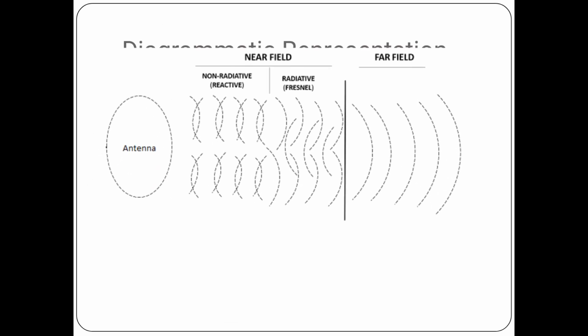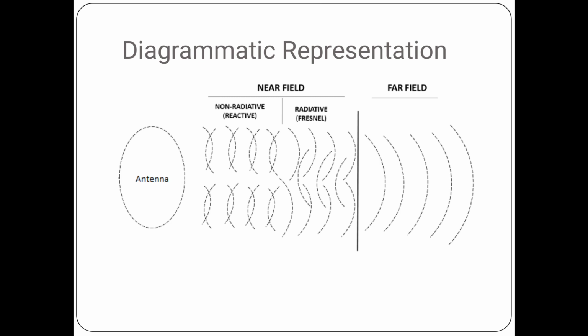Diagrammatic representation. You see here there are two fields, nearer field and far field. Nearer field has non-radiative and radiative parts. Non-radiative is the reactive region, and radiative is the Fresnel region, which is connected to the antenna. If you see the far field, the line of sight propagation will be available compared to the reactive and non-reactive regions. This diagram shows how an antenna transmits the signal in terms of far field as well as nearer field.